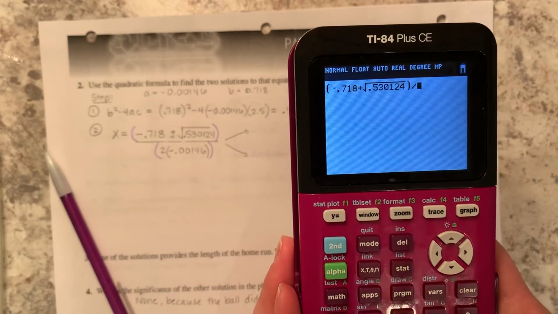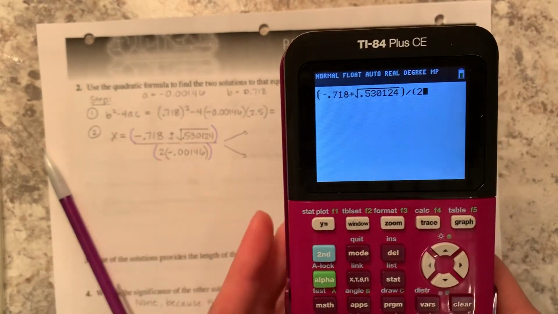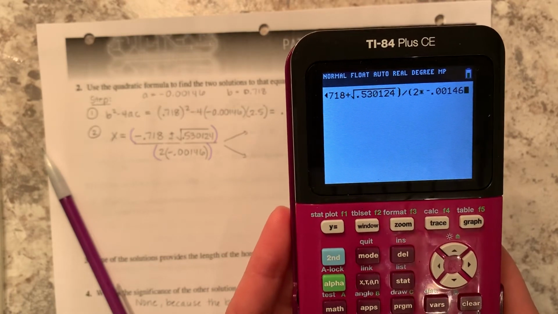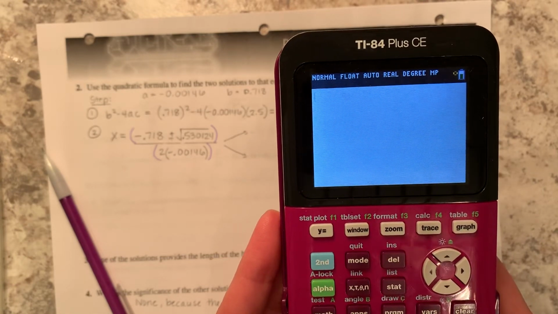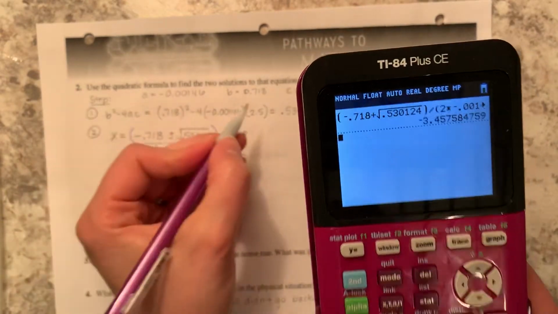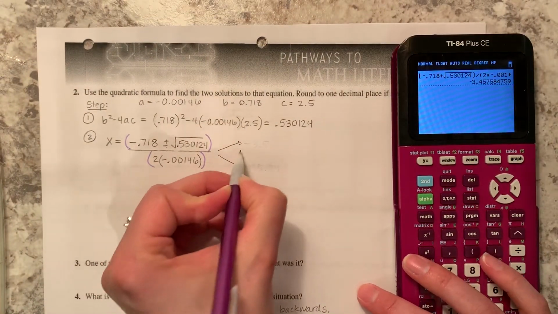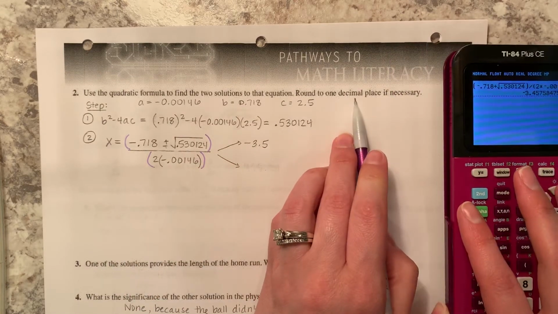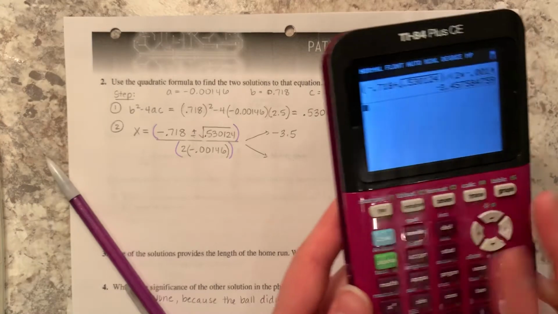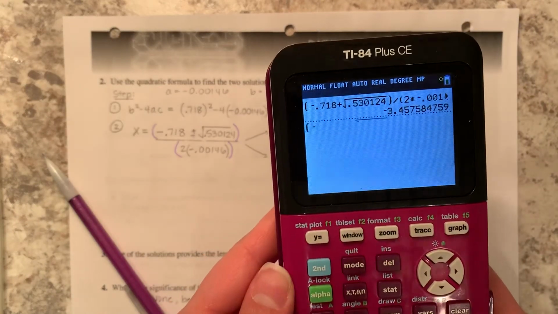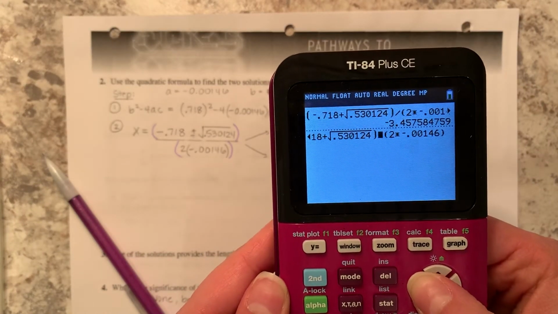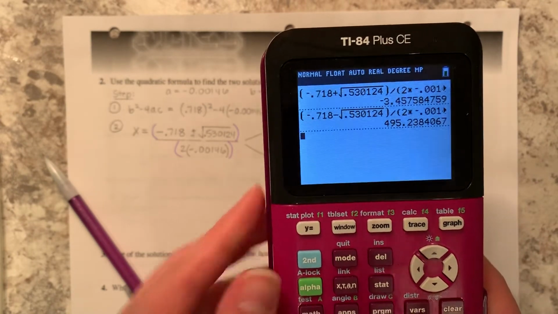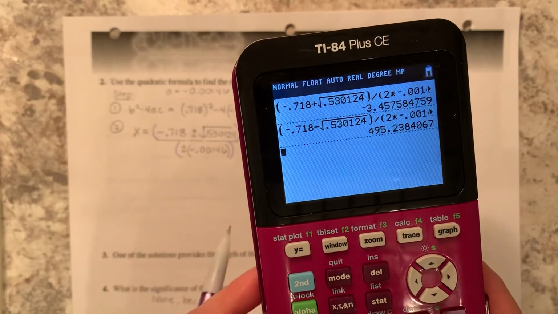Now divide, open another parenthesis, and do 2 times negative 0.00146, close parentheses, and that's one of our answers. So I like to do two different arrows here because we get two answers, so negative 3.5. It says round to 1 decimal place. Now I'm going to go back. I'm going to do second, enter, an arrow over to the left, and change that plus to a minus. And there's the other answer, 495.2.